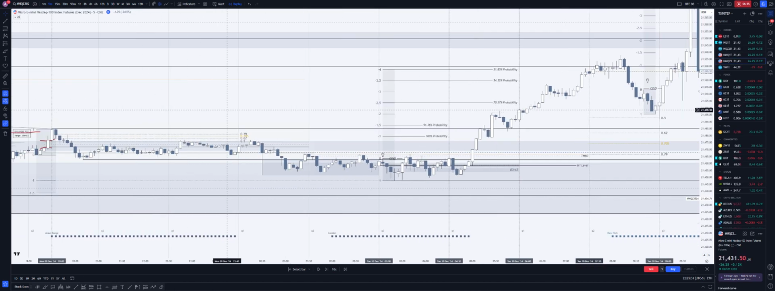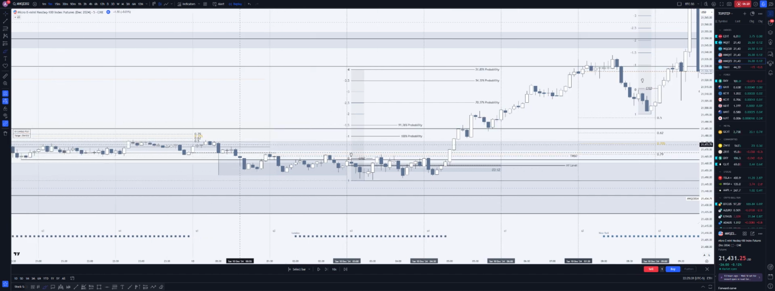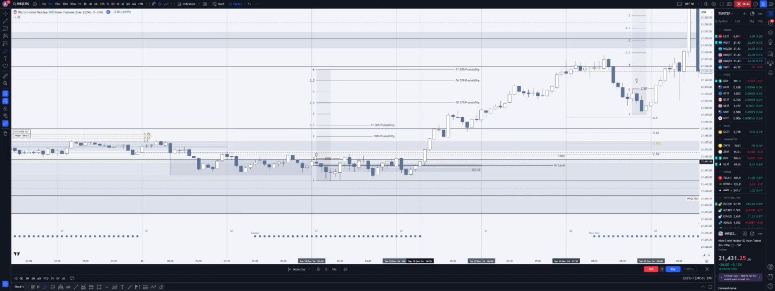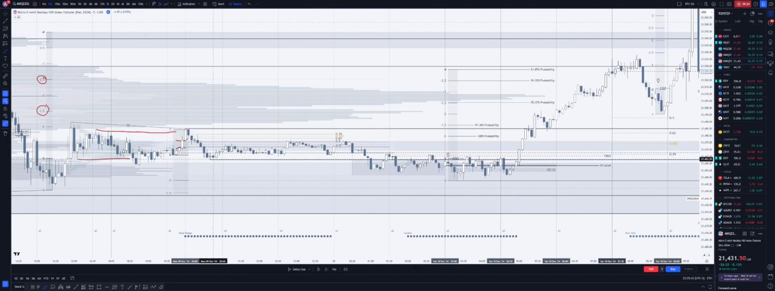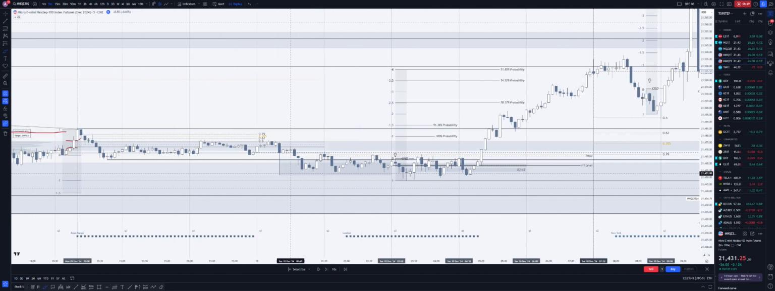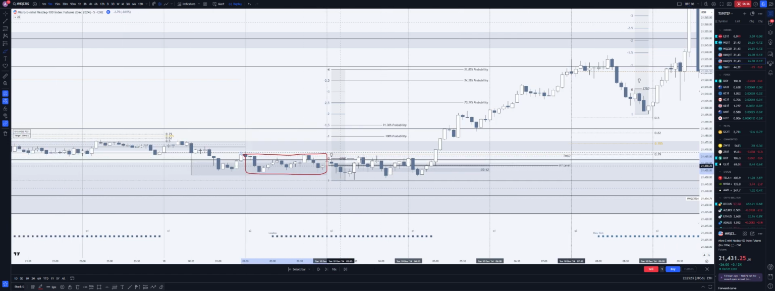Into London, quarter 1, we've got that move down. Taken out liquidity, so this is our Asia low. So liquidity has been taken, and then we've gone into some more consolidation for quarter 2. Quarter 3, we've got our London manipulation here. Change in state of delivery once this candle closed above that level.